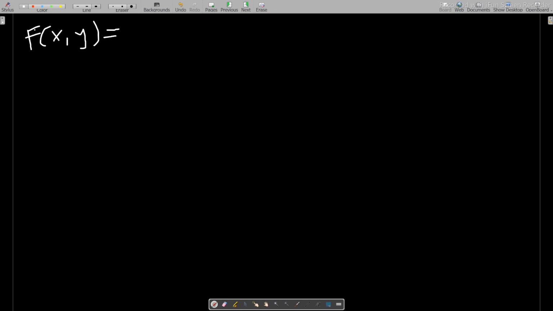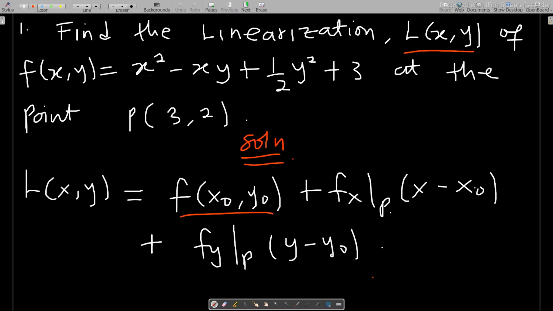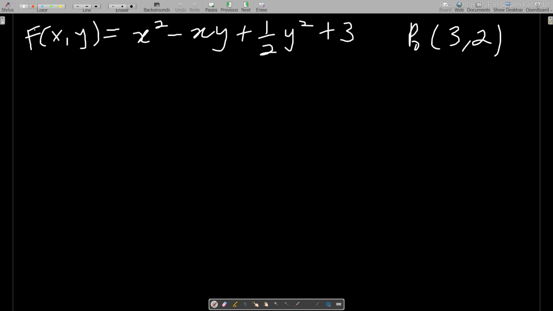With this particular question, f of x y is x squared minus x y plus half y squared plus 3, and the point p naught is given as 3, 2. First, what we need from the equation is f of x naught y naught. You just evaluate the function at the point p naught.